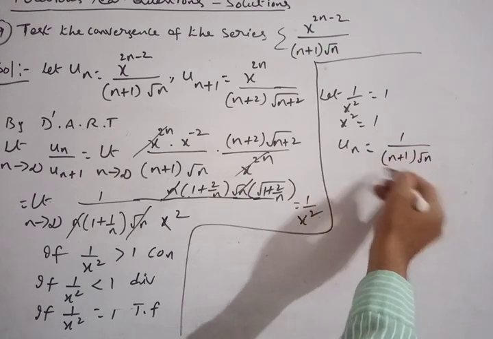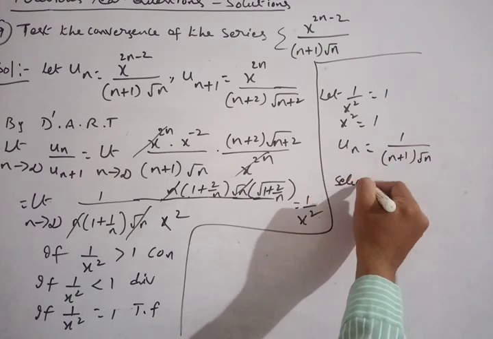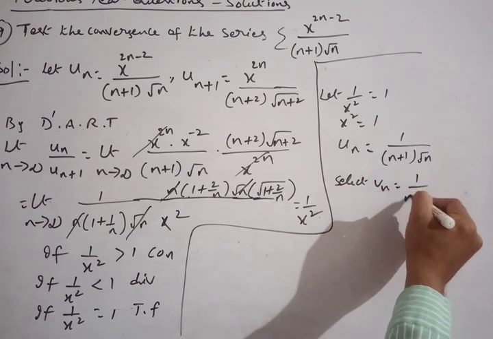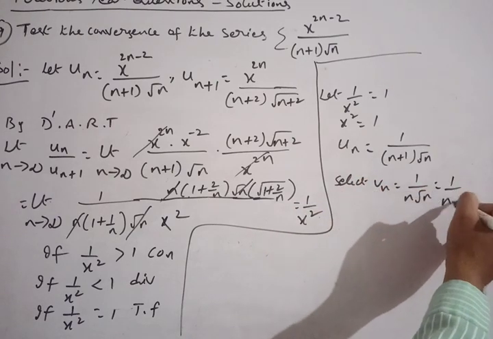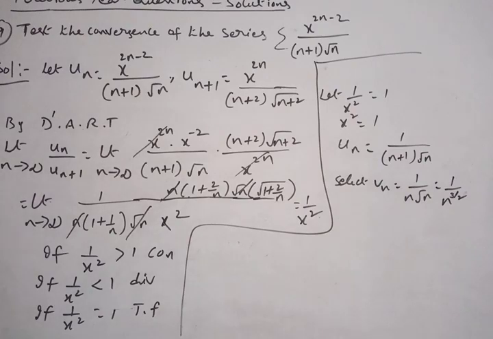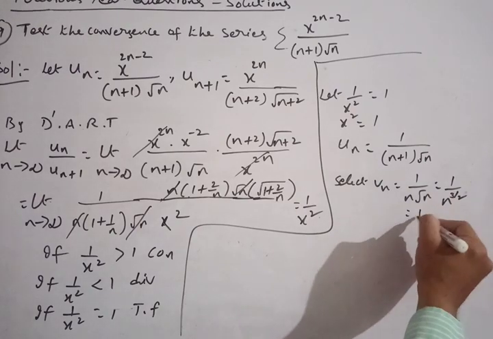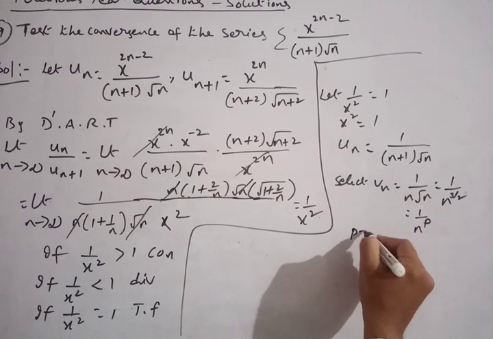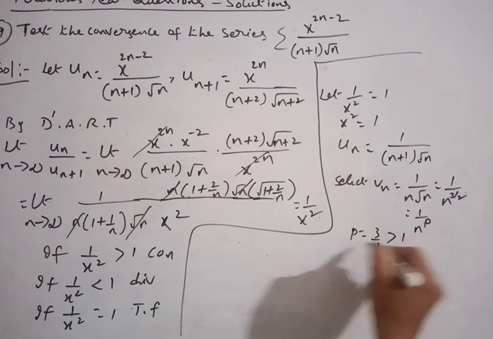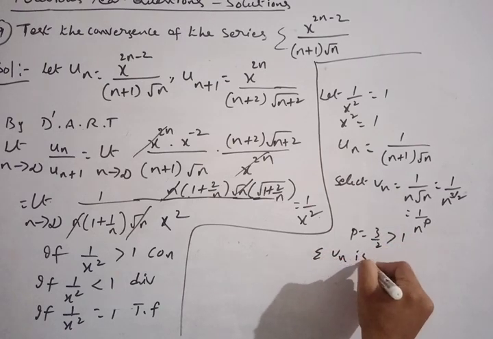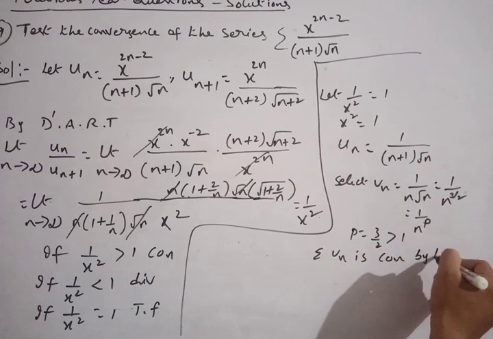So which form it is? Comparison test. So select Vn, so 1 by n root n will give you 1 by n power 3 by 2. So this is in the form of 1 by n power p. P is equal to 3 by 2, which is greater than 1. So sigma Vn is convergent by p test.